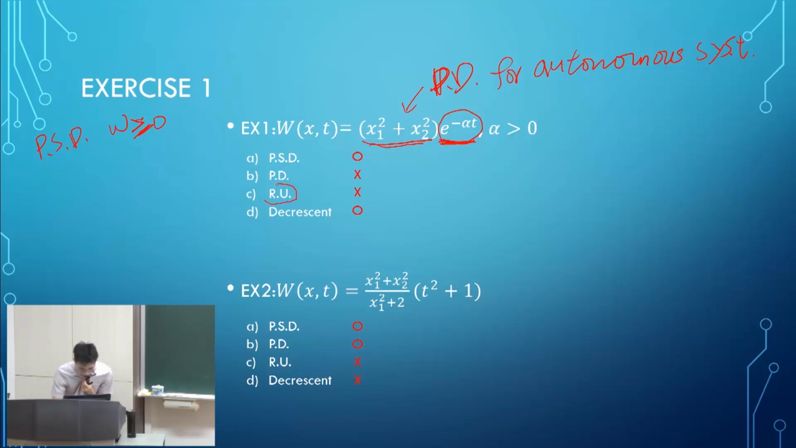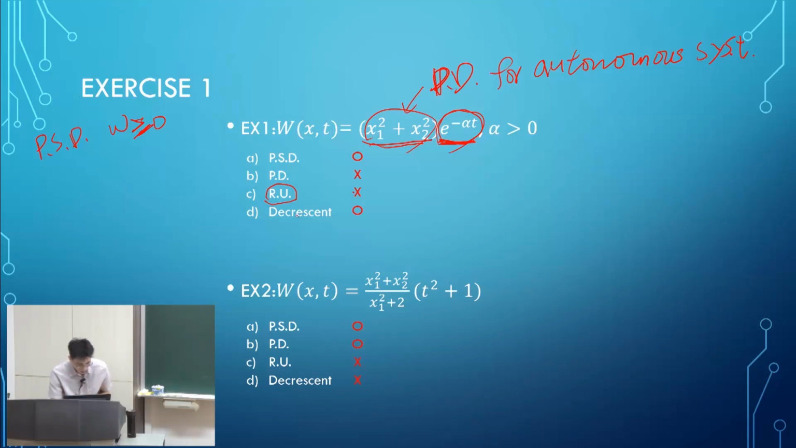And how about the radially unbounded function? Again, you check two parts separately. This part is radially unbounded for autonomous systems, which means you don't consider any time elements. But the second part goes to 0, so it prevents W from going to infinity, so it's not. And for decreasing, it means that the function goes to 0. It's upper bounded by some non-autonomous PD function, right?